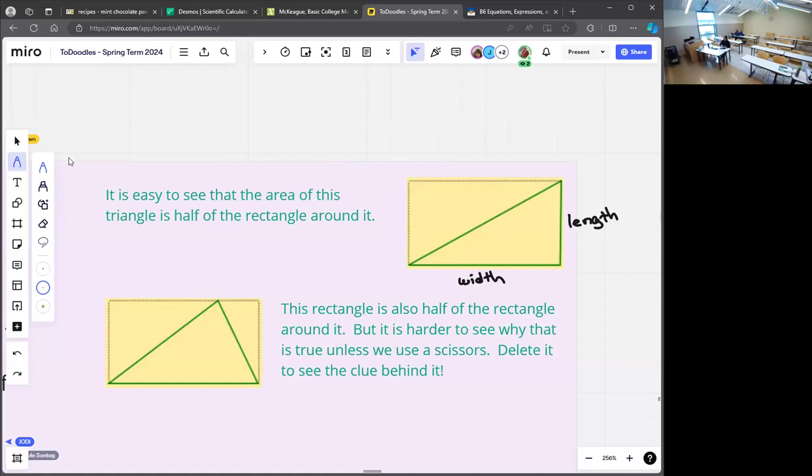So this kind of rectangle where we're cutting the, and this kind of triangle made by cutting a rectangle diagonally, it's easy to see that the area of this triangle.